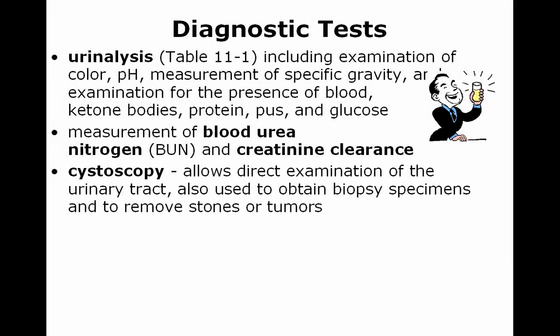Cystoscopy, the scopes are those instruments used to perform a visual examination. This process, the cystoscopy, allows visual examination of the inside of the urinary tract, inside of the bladder. It's used to do examinations and also to remove biopsy specimens. Even can be used to remove stones or tumors.